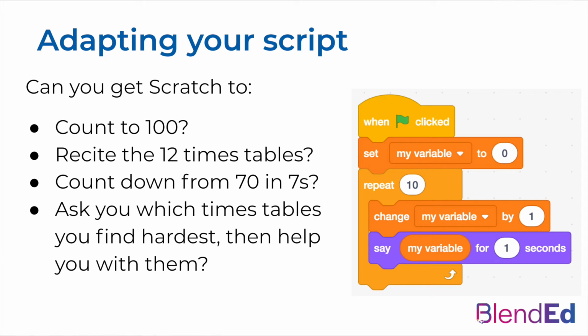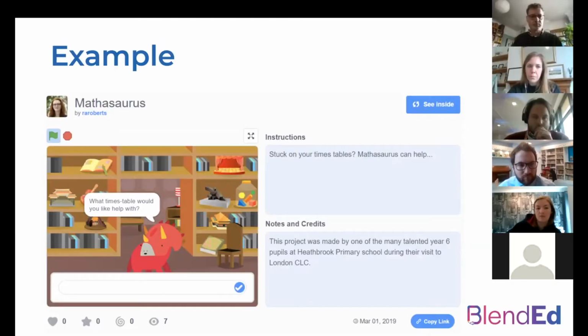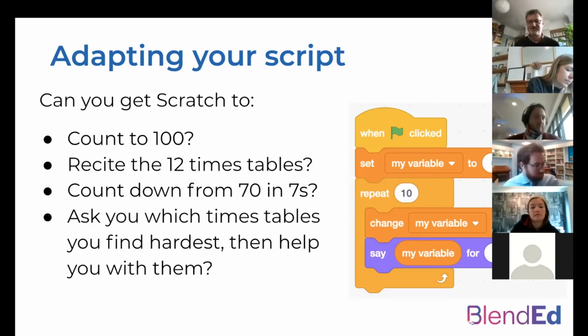And then that last one, ask which times table you find hardest, and then help you with them. That's going to involve using the ask and answer blocks that we had a go at using earlier on with the example project. So as I say, I have put an example of what that project might look like if you followed it through. And this is an activity that I've done with children before. And just as before, I think one of the nice things about Scratch is that there are always lots of little ways of extending activities.